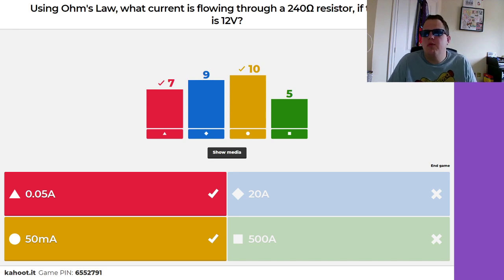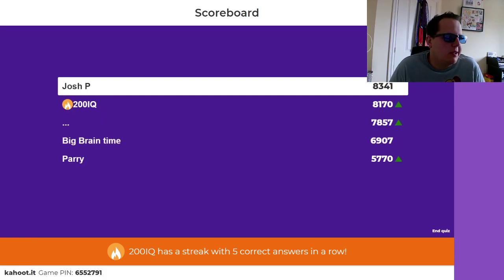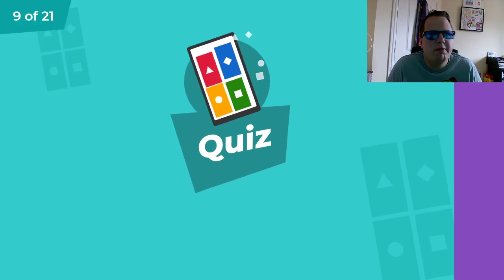Okay, so well done to the people who got this right. Yeah, the first 2 are the same value, 0.05 amp and 50 milliamps, exactly the same value. So well done to 200 IQ, going up into 2nd place, now with their streak, up into 3rd, and Parry up into the top 5.